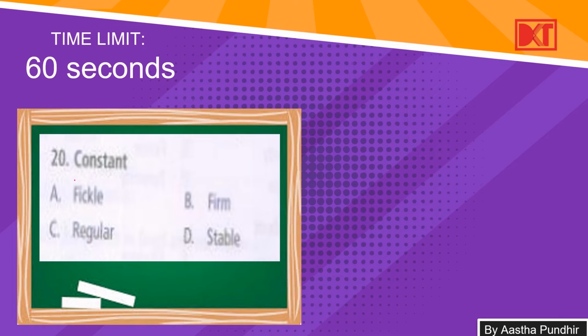All right, so here the next word is constant. The options are A, fickle, B, firm, C, regular, D, stable. Here the antonym is A, fickle. Now constant means something that is in a permanent state. And its opposite could be fickle, something that is weak and not stable and in temporary nature. Okay, so this is the antonym. The other ones, firm is the synonym again. Regular can also be called a synonym in some sense. Stable is also a synonym. All right.